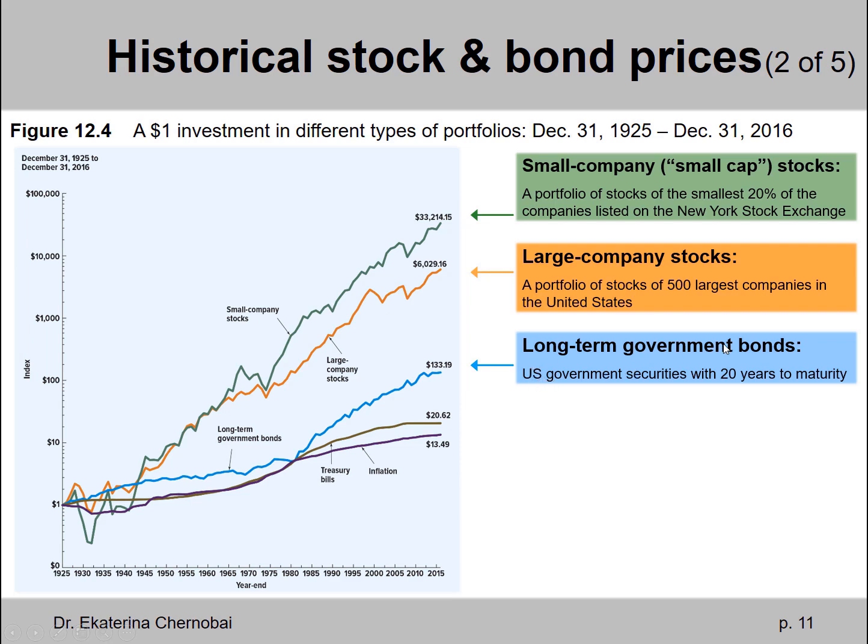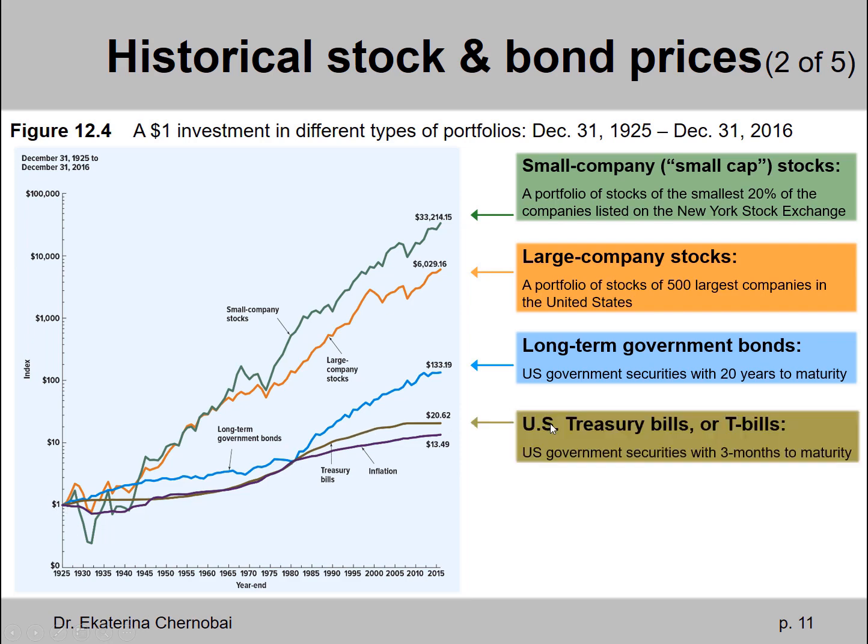Long-term means bonds that pay coupon payments over a long time period. So think of 20 years to maturity. And then the fourth person in 1925 also invested $1, but his money was invested into treasury bills. Treasury bills or T-bills are also government bonds, but very short-term government bonds. They pay coupons over just a few months. So think of 3 months to maturity.